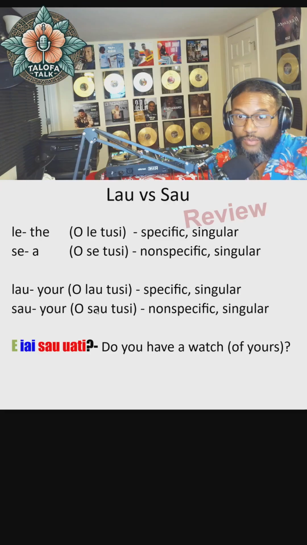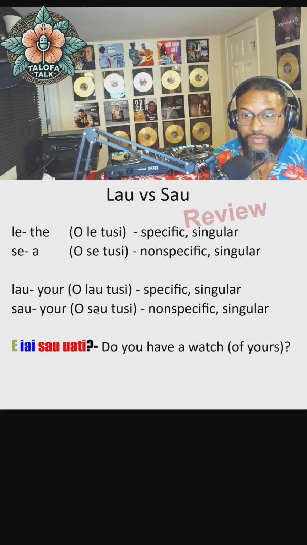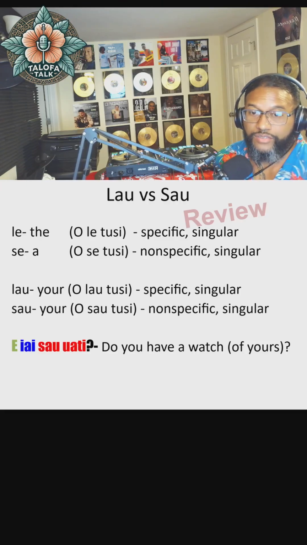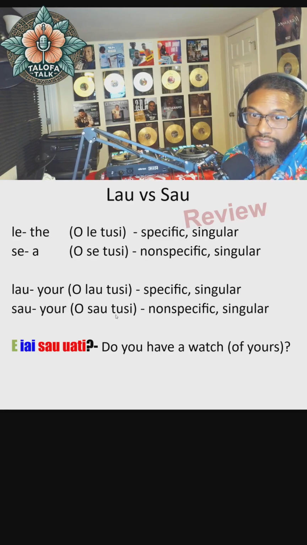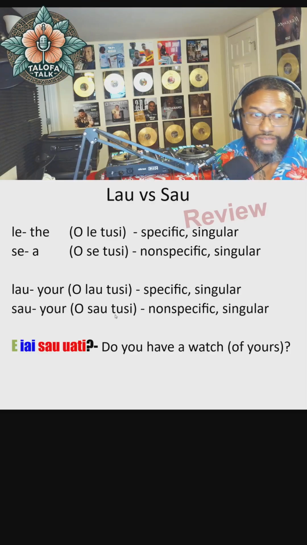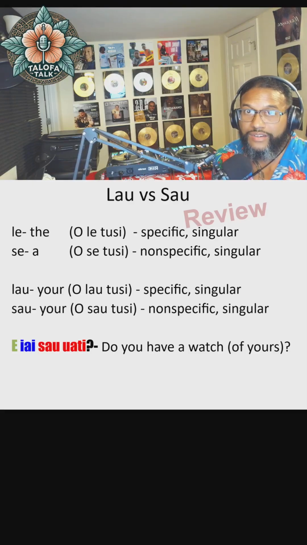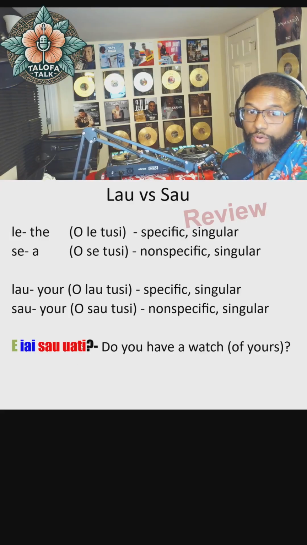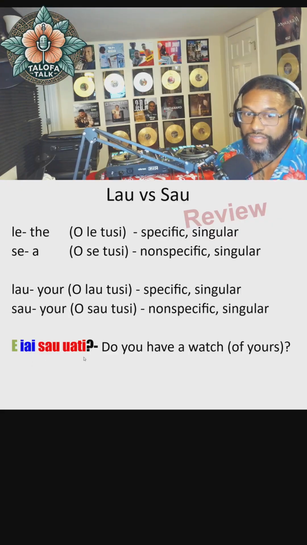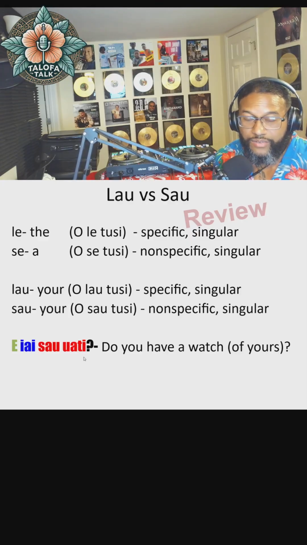Maybe you've got 30 books, and I just want one of your books. Do you have one book? So I would ask you, "Hey, e i ai se tusi?" Do you have a book? The implication is a book of yours, one of your books. Down here, I'm asking for a watch of yours, "se uati." I know you have a collection of watches. I just want one.